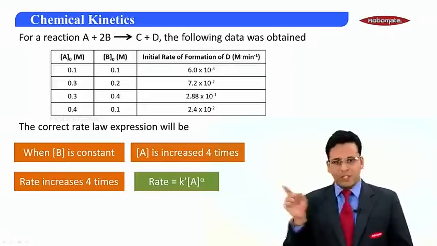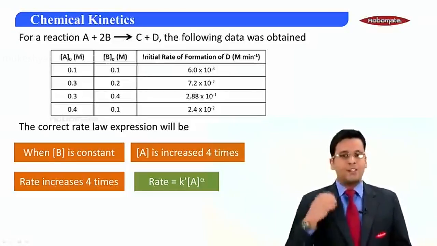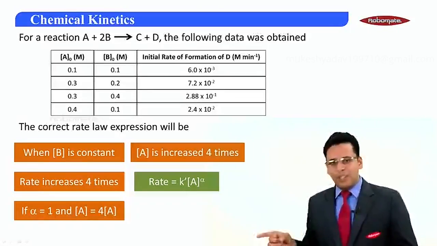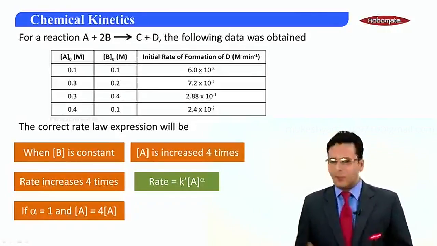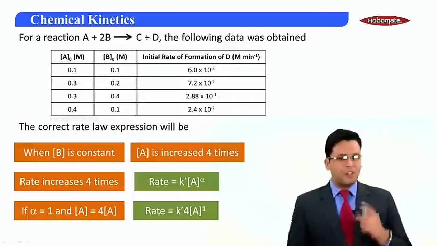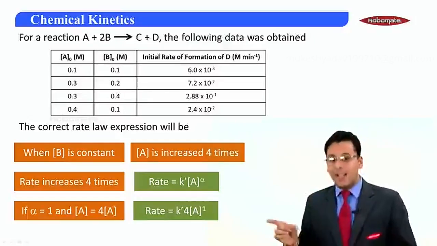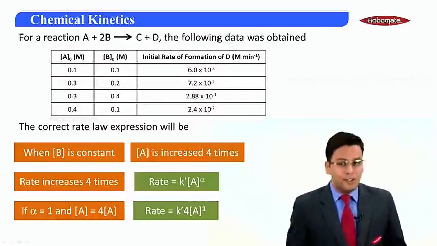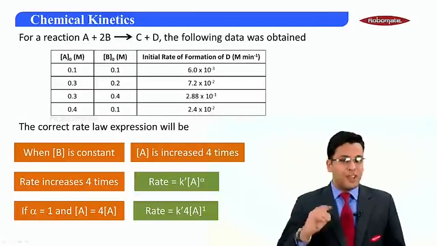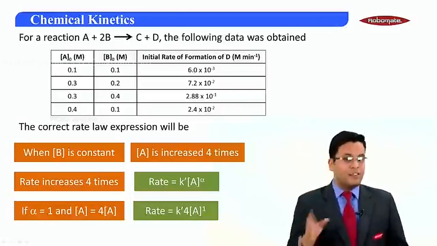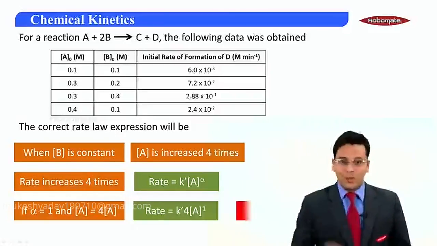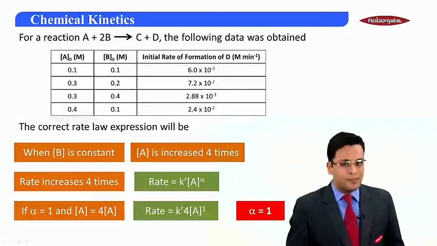So here when we substitute all these values, A being increased 4 times, and let's take the value of alpha as 1. So when we put these values in the rate law expression, we will get rate is equal to K dash into 4 into A concentration raised to 1. Once again, the rate is indeed increasing by a factor of 4. So when the value of alpha is 1 and the concentration of A is quadrupled, the rate also increases 4 times. This justifies the given data, which means the value of alpha is indeed 1.